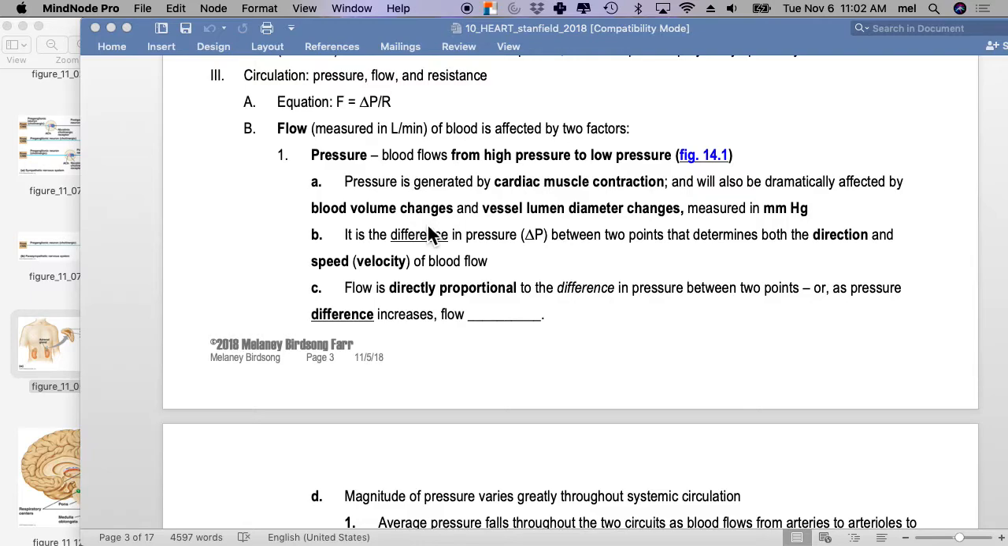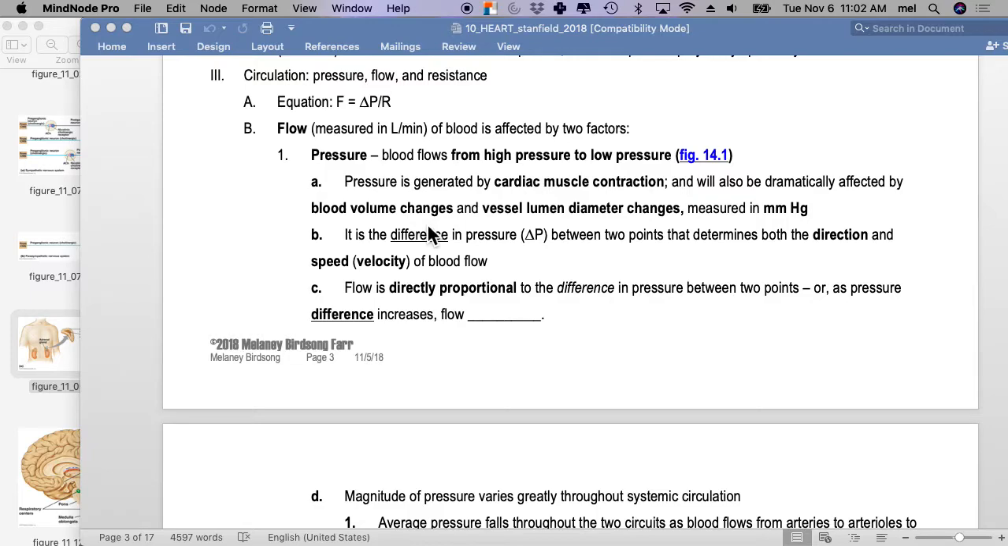Okay, so circulation, the whole blood flow story, is really an interaction between pressure, flow and resistance, but we need to learn it in more detail. Okay, so you guys know I don't make you memorize very many equations, but this is one that you do have to memorize, and it's really easy to understand.